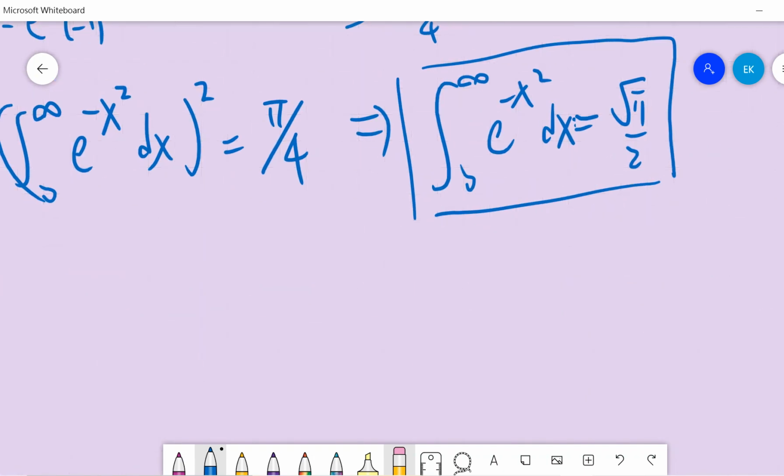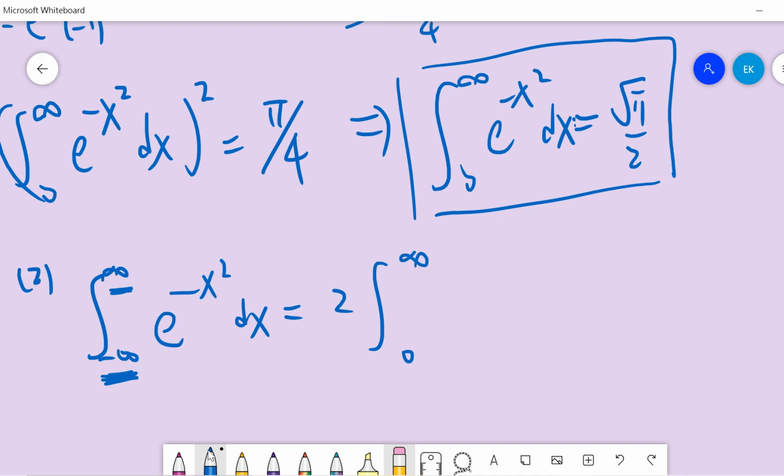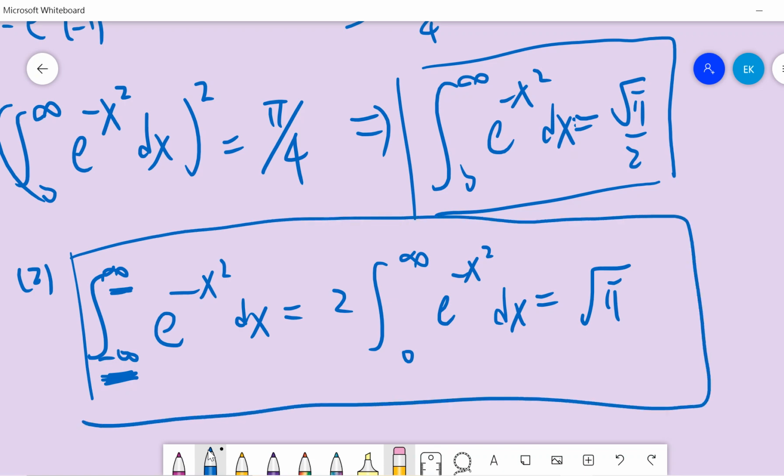And the second, some people will see this as the integral from minus infinity to infinity of exponential minus x squared dx. Basically, this is just 2 times the integral from 0 to infinity of exponential minus x squared dx. So basically, this is √π. This is also very standard.